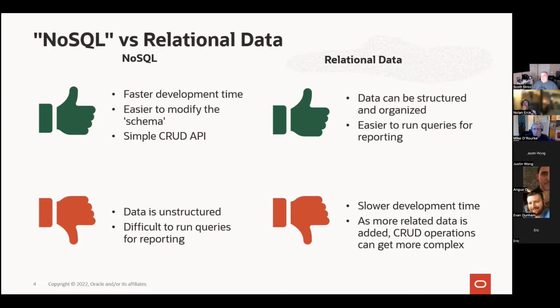And then finally, as more related data is added, so as your schema starts to grow and you start to add more tables that may relate to other tables, the CRUD operations could become more and more complex. So you might wind up having to write to multiple different tables rather than just one table.